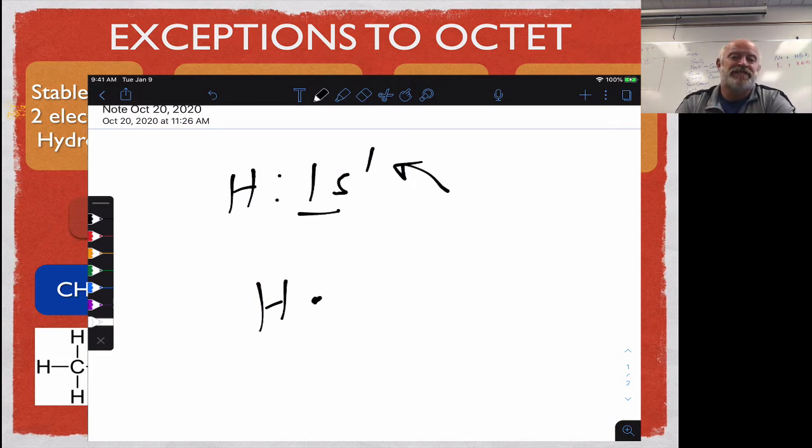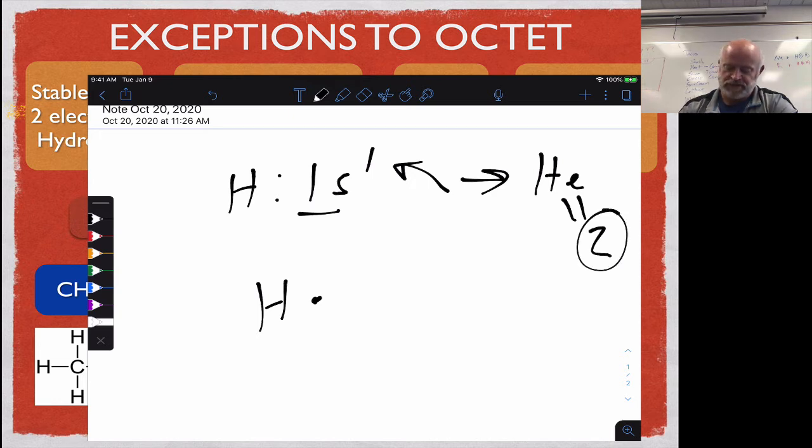Now, being that it's in the first energy level and it wants to be like the noble gas helium, remember helium only has 2 electrons on it, okay? So in that first energy level, because we have no p-shaped orbitals, we have no d-shaped orbitals, we only have the s orbital, 2 is actually our magic number, not 8, okay? So hydrogen, when it forms a bond with anything else, even with itself, take a look at that, is going to share just one of its electrons and form 1 bond.